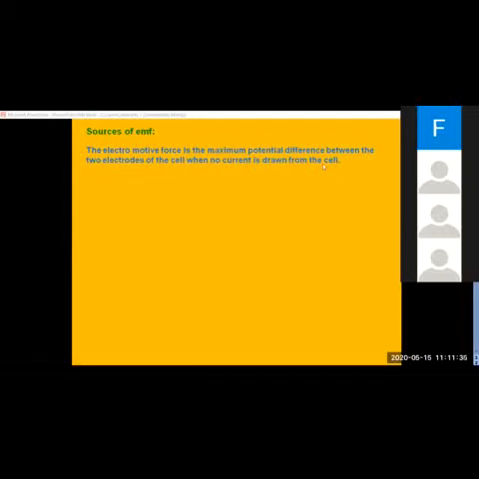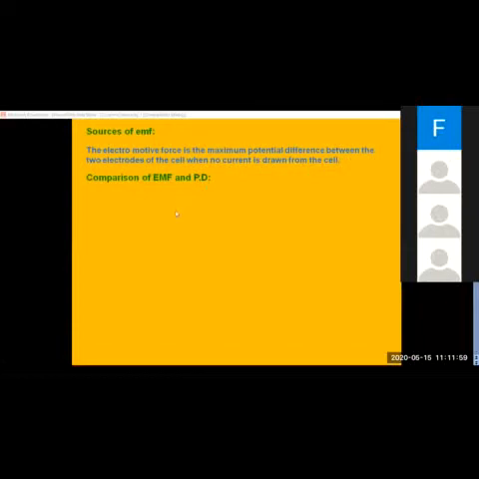Or the cell should be an open circuit. So that is the case when electromotive force comes into picture. So I think we are clear with this. EMF should be the potential difference between two electrodes when no current, this is the important point, should be drawn from the cell. Now there's a comparison between EMF, that is electromotive force, and PD.